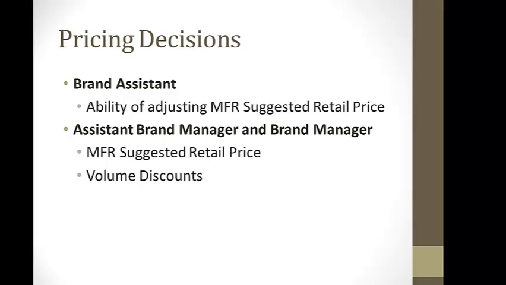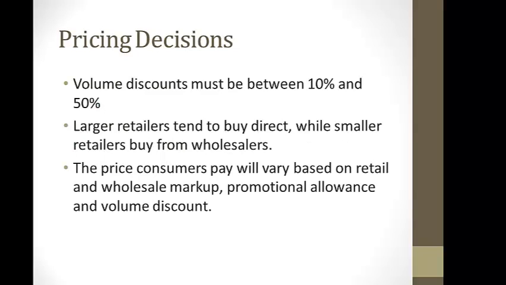Our next decision we're going to be looking at is in the area of pricing. The brand assistant is going to have the ability to adjust the manufacturer's suggested retail price. The assistant brand manager and brand manager are also going to be able to identify the pricing for volume discounts. Volume discounts must be between 10 and 50%. Large retailers tend to buy direct, while smaller retailers buy from wholesalers. The price consumers pay will vary based on retail and wholesale markup, promotional allowance, and volume discount.